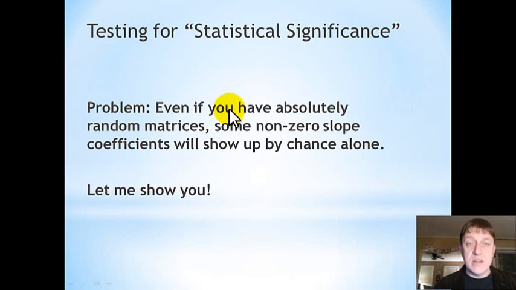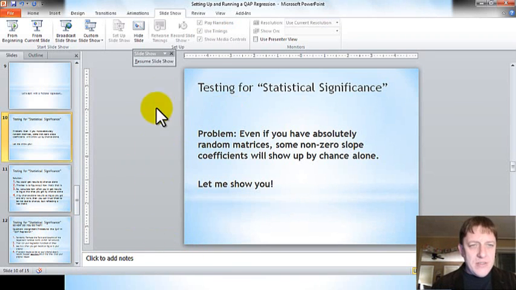How will we test for statistical significance? Well, the reason we need to do that is that even if you have some absolutely random matrices, some slope coefficients are going to show up anyway. Why? Because sometimes just randomly things line up from one matrix to another. Let me show you what I mean. We're going back to UCINET, and I'm going to show you right now how that works. I'm going to give you some non-zero slope coefficients. In a world in which everything really is random, we're going to have the computer tell us there are some relationships between variables. That's not so. So how am I going to do that?